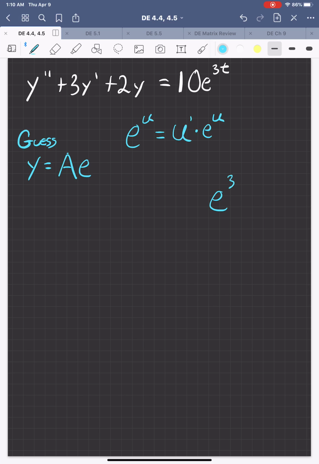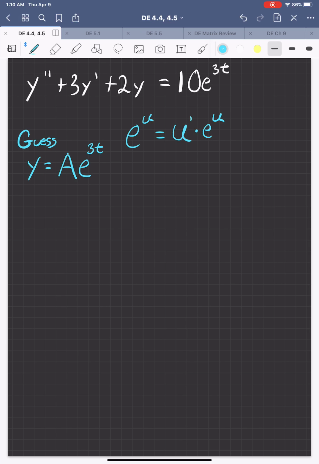Do you agree with me? Let me just write something really quickly. If I have e to the 3t for y, when I take my first derivative, I'm still going to have an e to the 3t in there. When I take a second derivative, I'm still going to have an e to the 3t in there as well, right? Because it's always u prime times e to the u. So because of that, what I'm going to want is some a, that's the part I don't know, but I do know that I want the exponent to be e to the 3t.